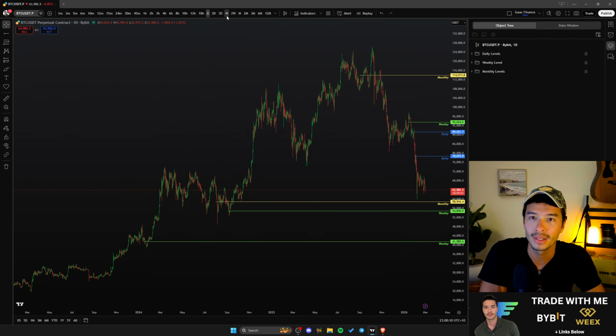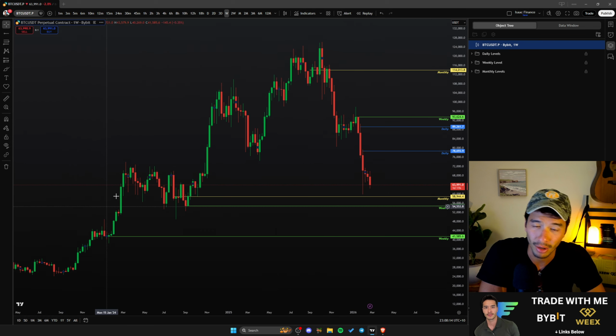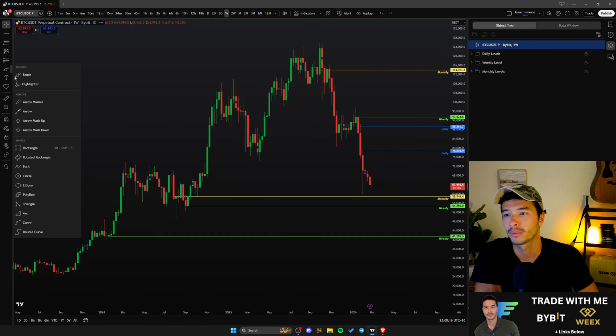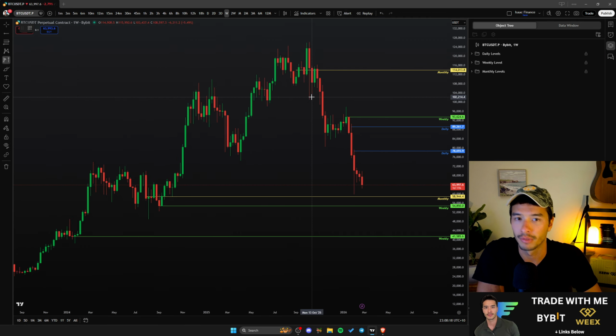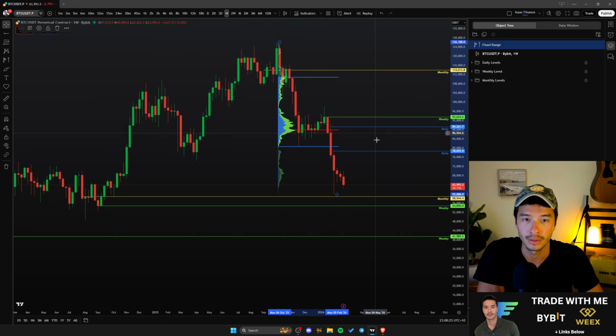Okay, now once that's done, I want to know where is volume residing in this entire range going up and in the entire range going down. Very simply, you grab the fixed range tool. And you know what? All this is simple. It just requires you to actually be patient and not overtrade. And if you do that, you can compound over the time and years.